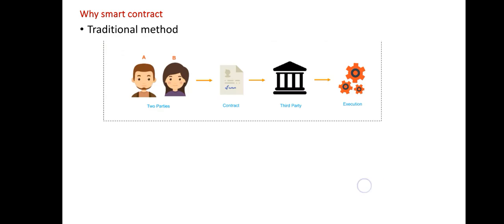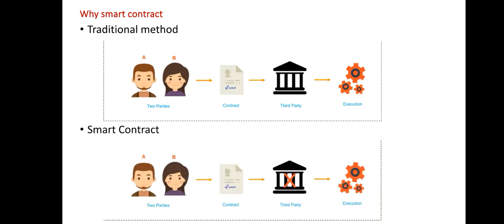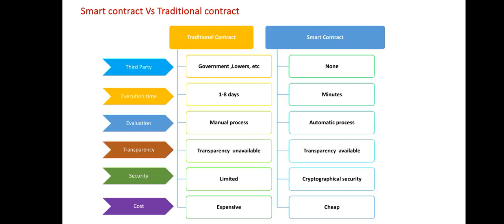But in the case of a smart contract, how is this process executed? In the case of smart contracts also there are two parties. They sign one digital contract. Both parties give their signatures through the digital signature method. So there is no need for a third party and the transaction is executed. Okay, this is the difference between the traditional and smart contract method.